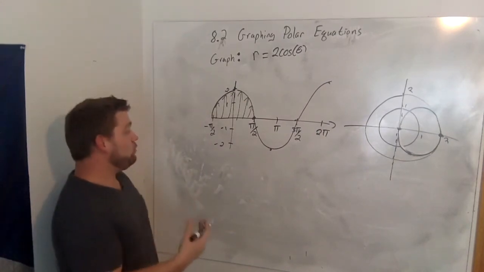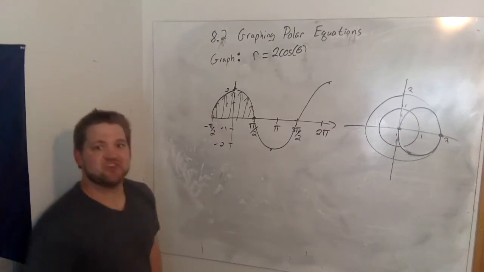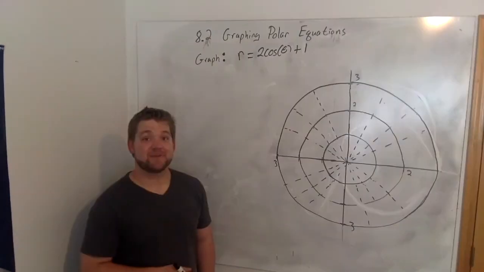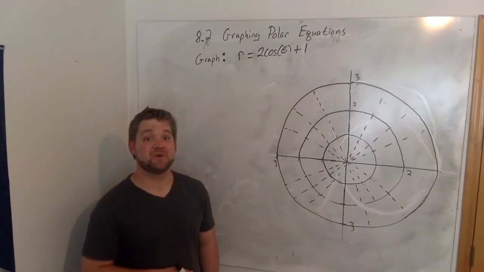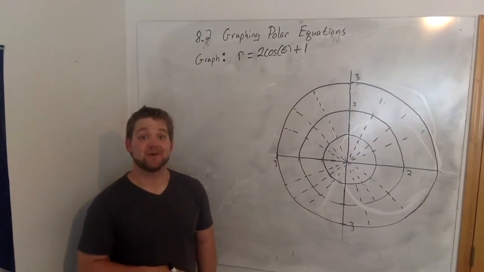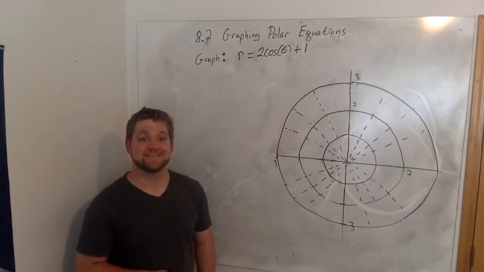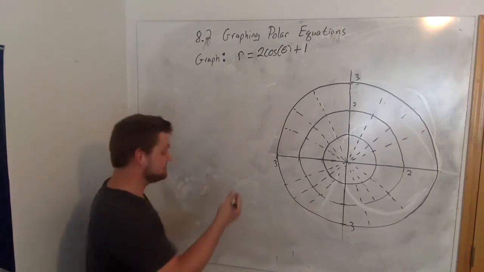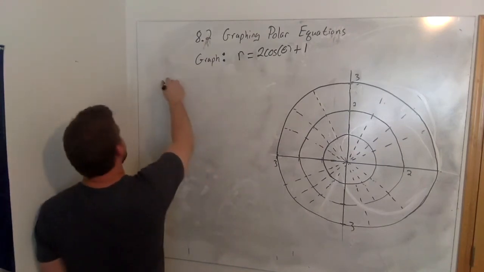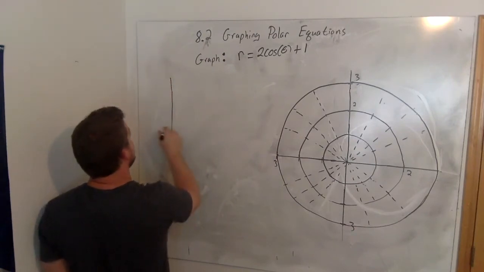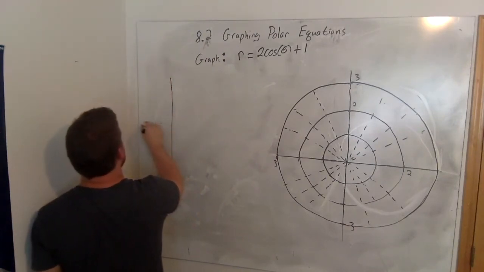But what would be interesting is, what if we shift the graph slightly? Let's try to graph r equals 2 cosine of theta plus 1. Go ahead and pause the video and give it a shot on your own. Okay, let's do it together. Let's first graph r equals 2 cosine of theta plus 1.